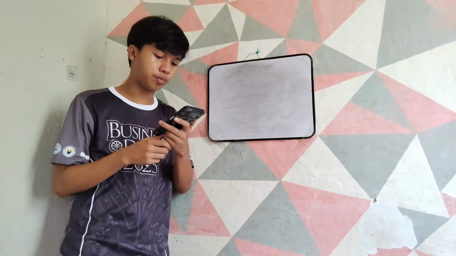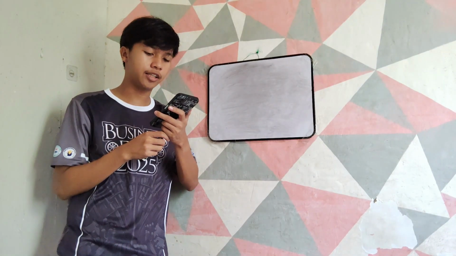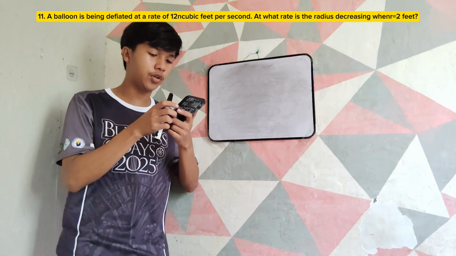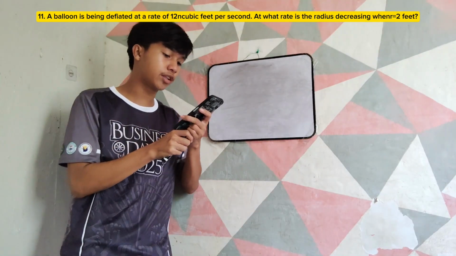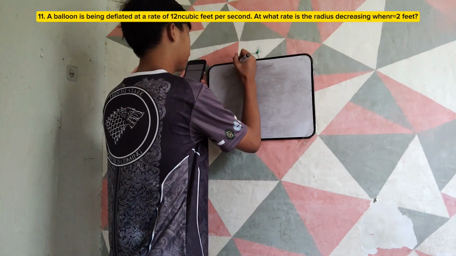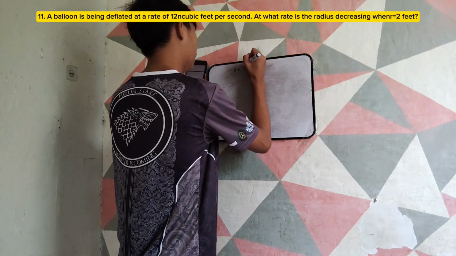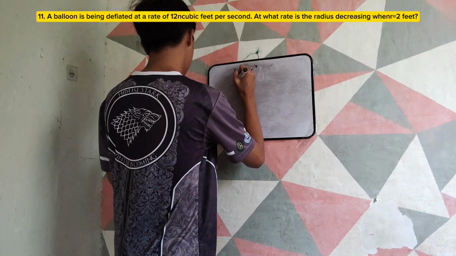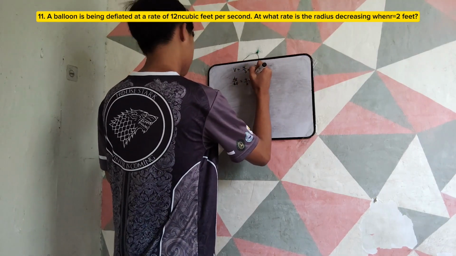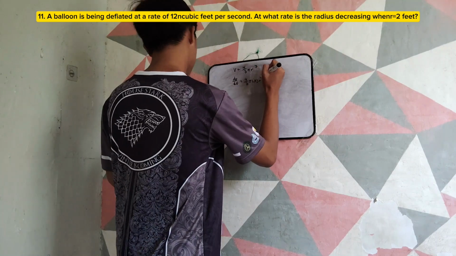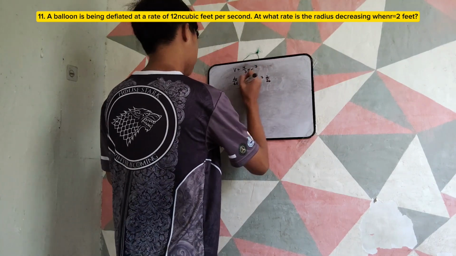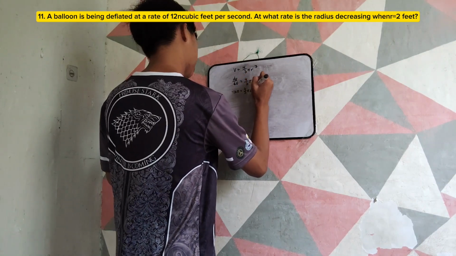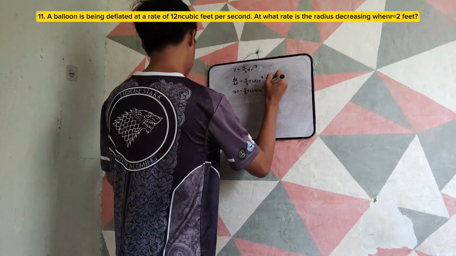So our next question will be, the balloon is being deflated at the rate of 12 pi cubic feet per second. So you are asked to find the rate at which the radius is decreasing when r is equal to 2 feet. So again, the volume of the sphere is 4/3 pi r cubed. So the dv over dt is equal to 4 over 3 pi times 3 r squared dr over dt. So negative 12 pi is equal to 4 over 3 pi times 3 times 2 squared dr over dt.